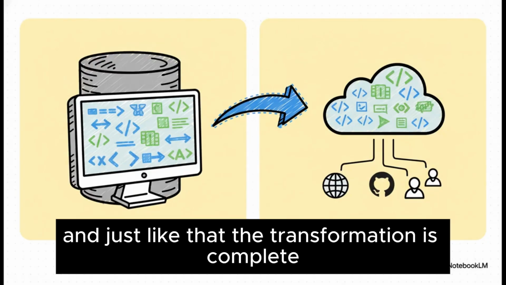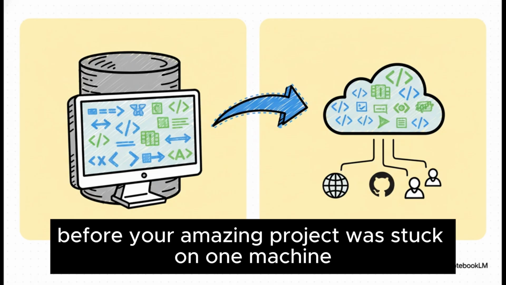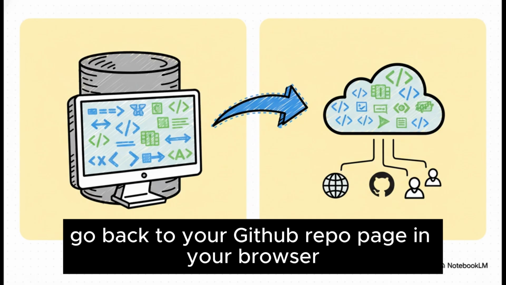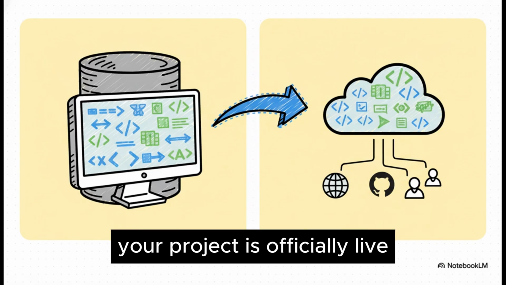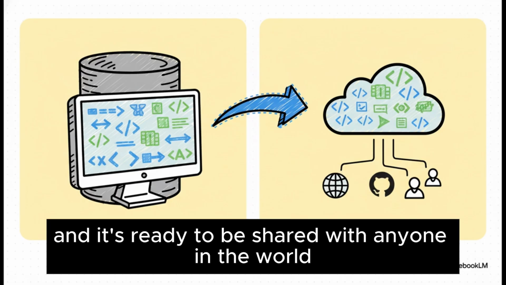And just like that, the transformation is complete. Before, your amazing project was stuck on one machine. But now, go back to your GitHub repo page in your browser and hit refresh, and boom. All your files are there, your project is officially live, it's backed up, and it's ready to be shared with anyone in the world.